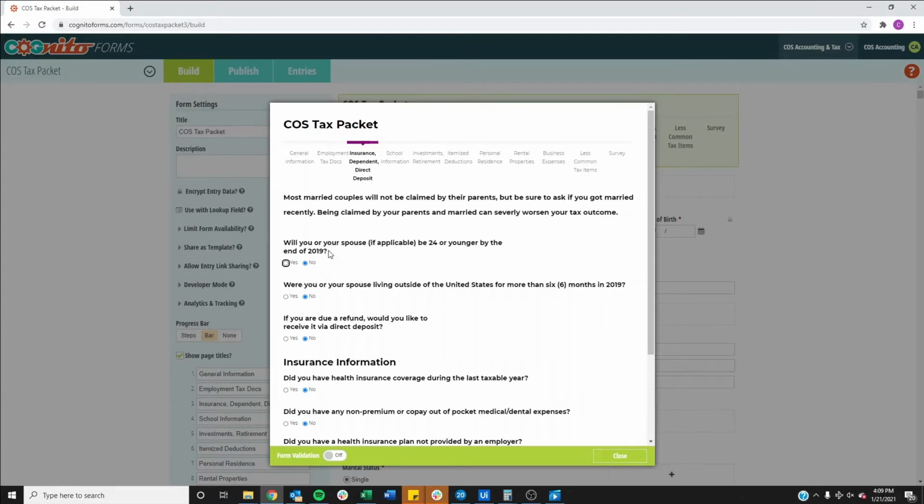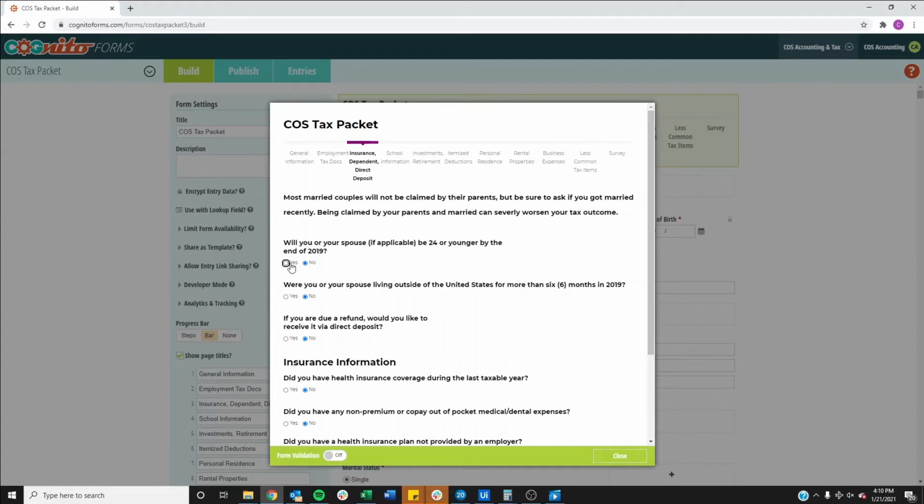So the very first question that we're going to address is whether you're claimed as a dependent on your parents' tax returns or not. Most married couples will not be claimed by their parents, but there are some rare cases where that does happen. But when you are claimed by your parents, it does severely worsen your tax outcome.